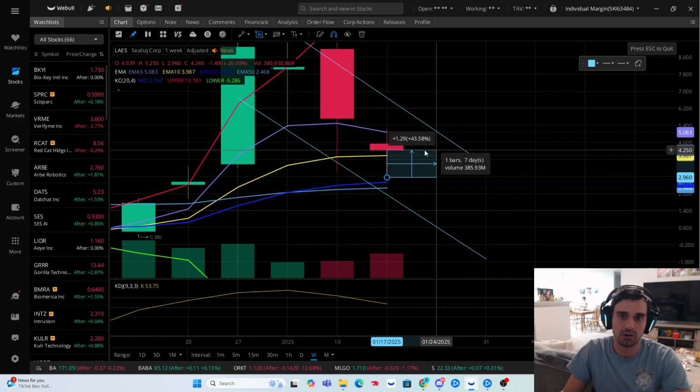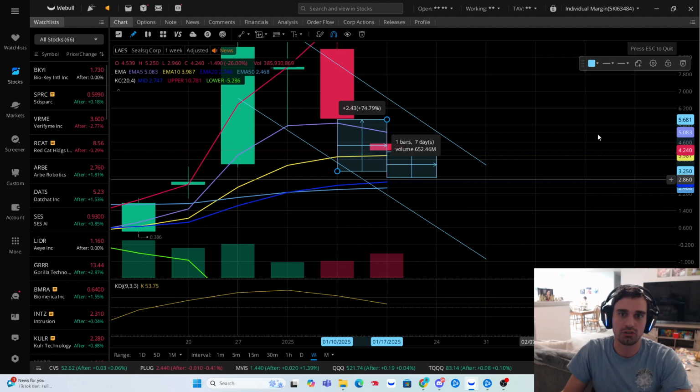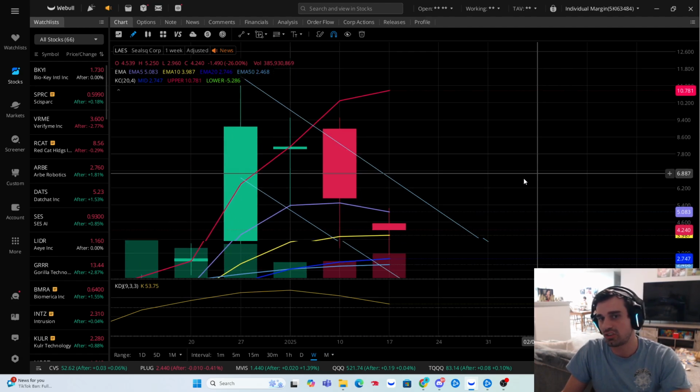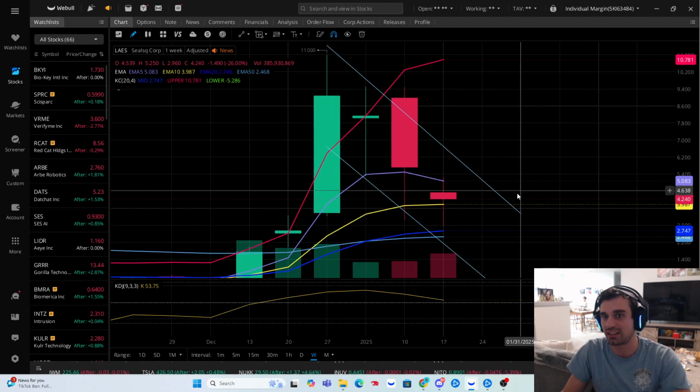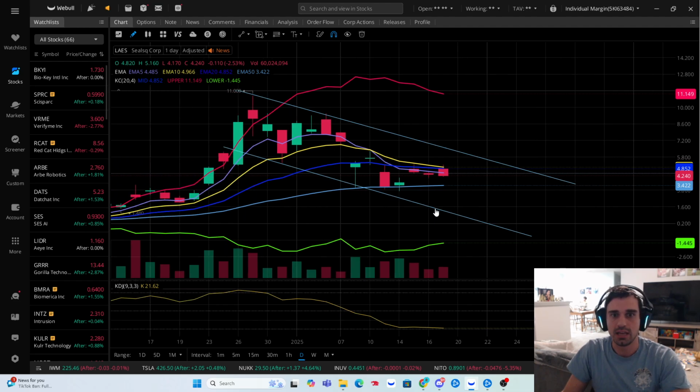Right in here, we see long lower wicks. Look at that, 40% gains. Look at these entries that we're getting. Long lower wicks, a 74% return. This stock right here is a stock that can change your life and rinse and repeat your account, right? This can make you massive money. So that's the daily chart.